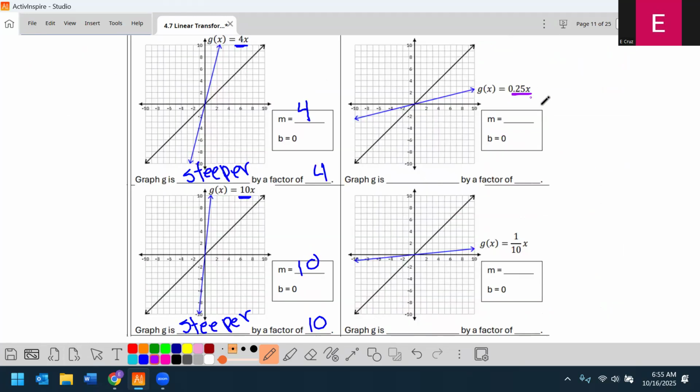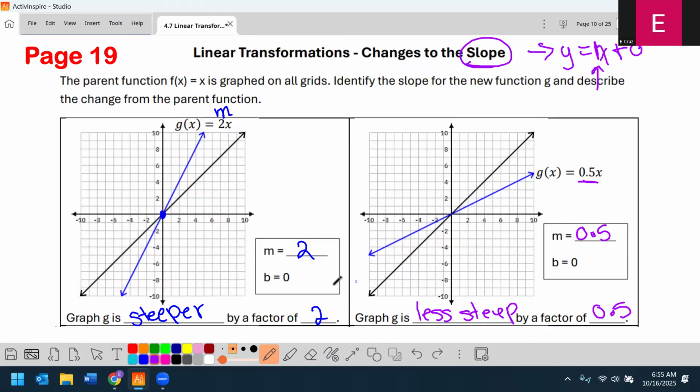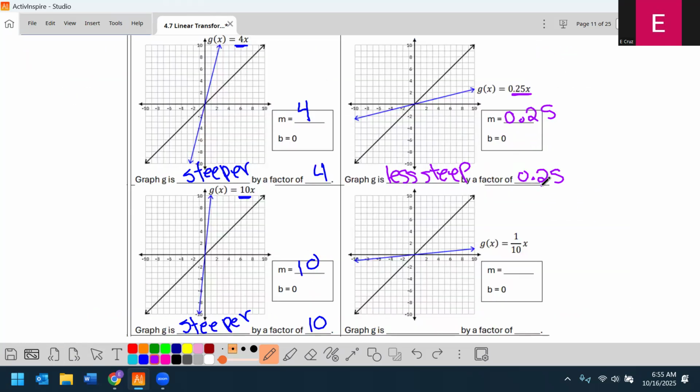Okay, next graph that I have, the slope is 0.25. The graph is even flatter than the previous one, less steep by a factor of 0.25. So it's even flatter than the previous one because the number is smaller. This is 0.5. This is 0.25.